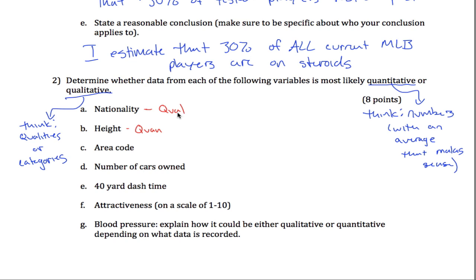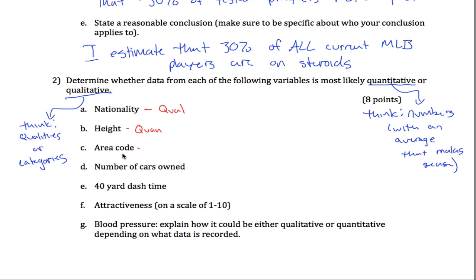I think you could argue that it's qualitative, but you'd probably have to write a sentence about why. You'd have to say, well, I'm picturing height to be data where it just says whether you're tall, medium, or short, or whatever. And then I guess they're categories. But I think the more natural answer would be quantitative here.